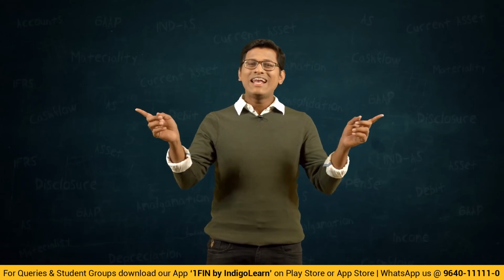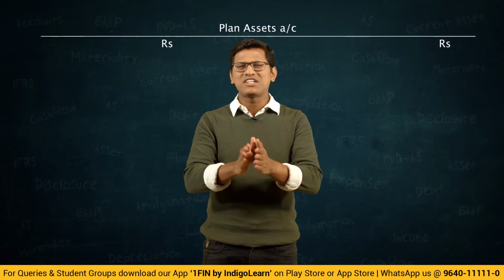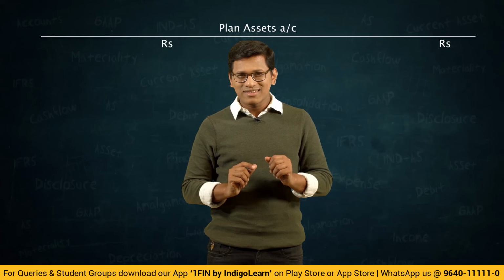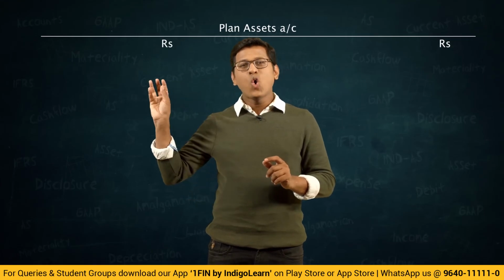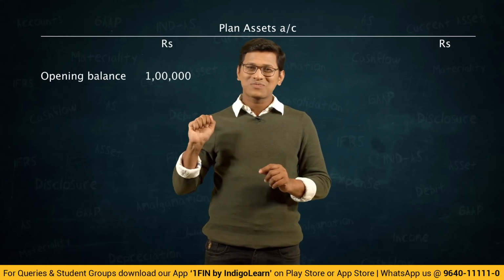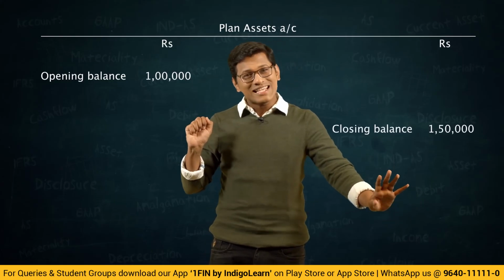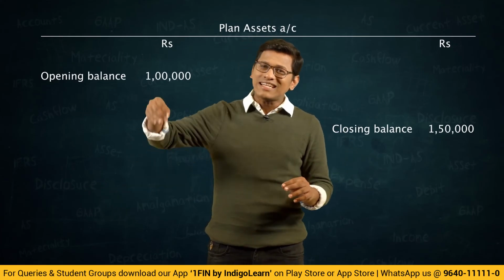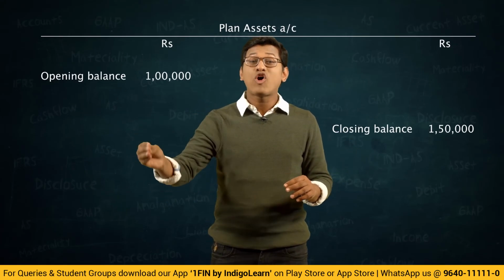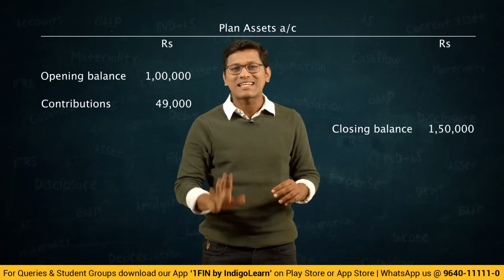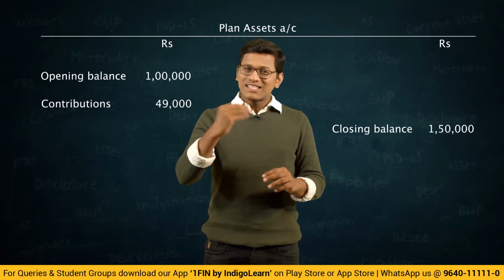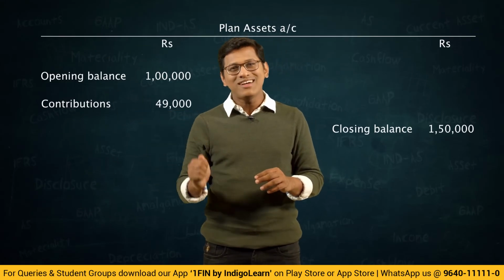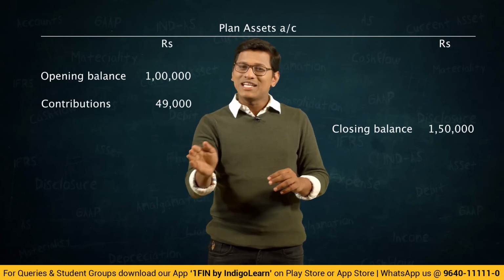For that, let us just make a small ledger account. It is not a ledger actually, but just for our understanding. It is an asset account, right? In this asset account, opening balance is 1 lakh. Closing balance in this asset account is 1,50,000. Then, an addition that happened to the asset is 49,000. Something like if you purchase an asset, that is like an addition to asset, right? Similarly, the company made fresh contribution into the plan assets. So that is like an addition to the asset. So addition that happened is 49,000.